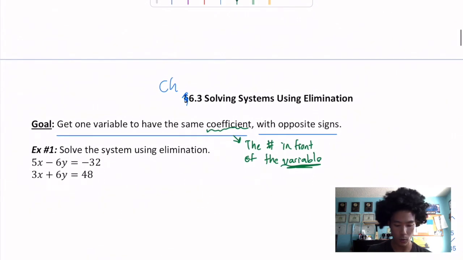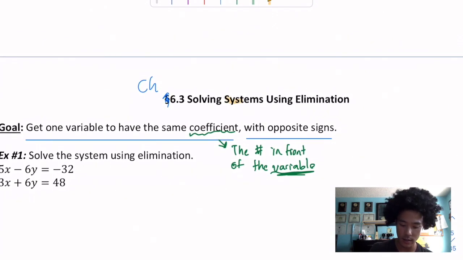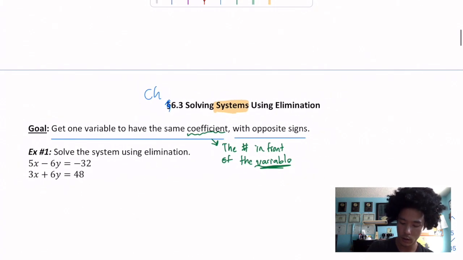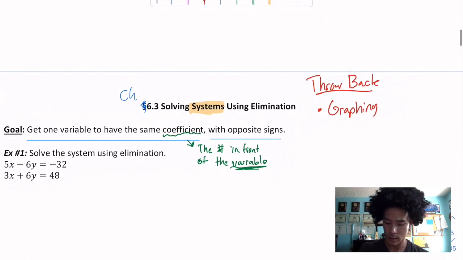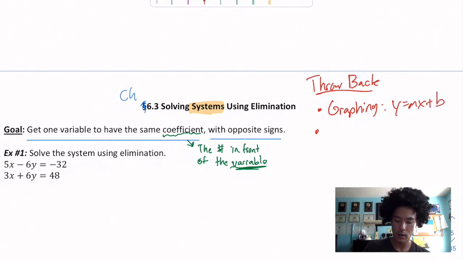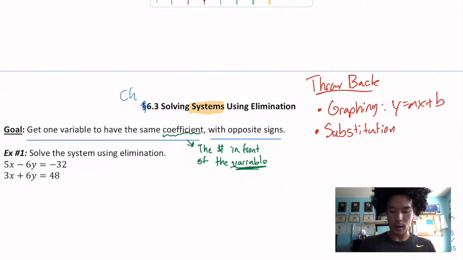All right, so we're solving systems still. Systems are kind of the big deal here. We already learned 2 methods from before. Those 2 methods, I'm writing them here. So, throwback. We learned how to solve systems by graphing, and the formula for that is y equals mx plus b. The lesson we learned for the past couple days now is called substitution. And this third one that we're learning today is called elimination.